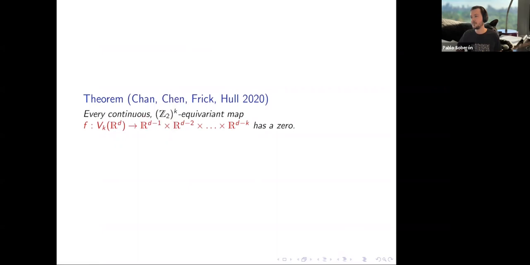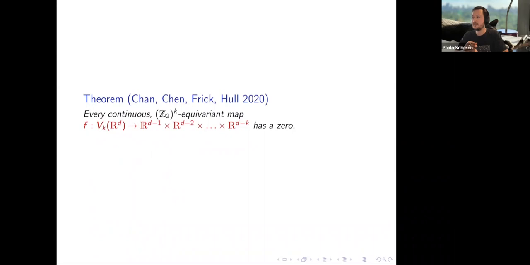So there are a few ways of approaching this. One is the proof that Chan, Chen, Frick, and Hull used. They constructed a topological invariant, which was the sum of some degrees of some maps. And they proved that using this invariant, you could get this conclusion.